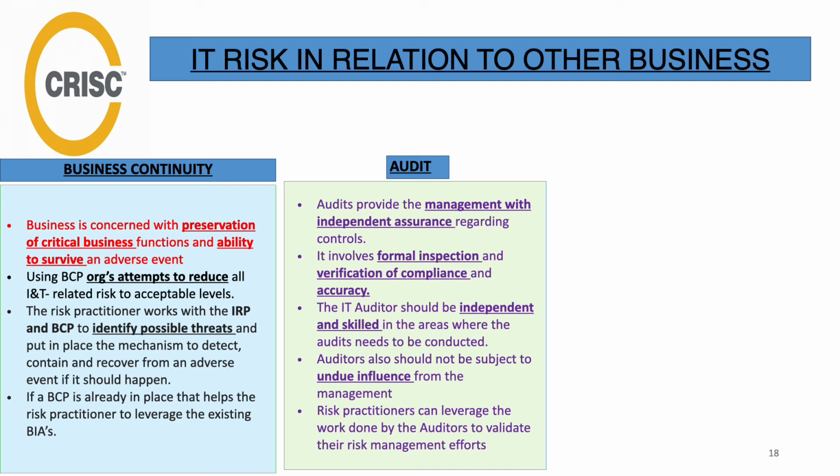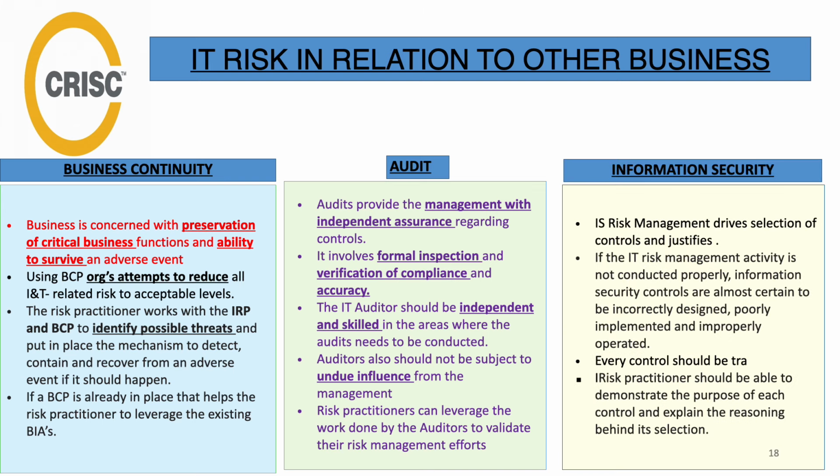Coming to the last, that is information security. In this, IS risk management drives the selection of controls and justifies them. If the IT risk management activity is not conducted properly, information security controls are almost certain to be incorrectly designed, poorly implemented, and improperly operated. Every risk practitioner should be able to demonstrate the purpose of each control and explain the reason behind its selection.